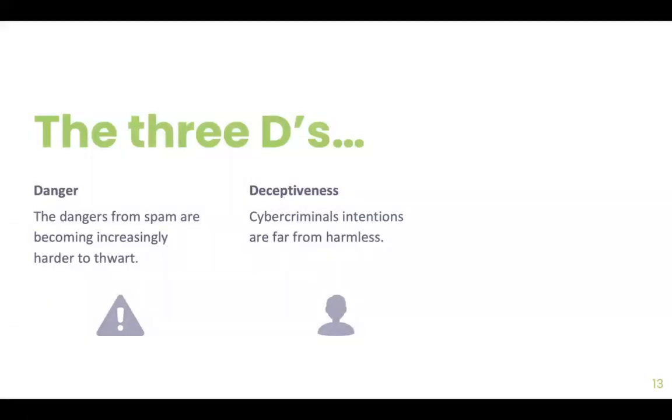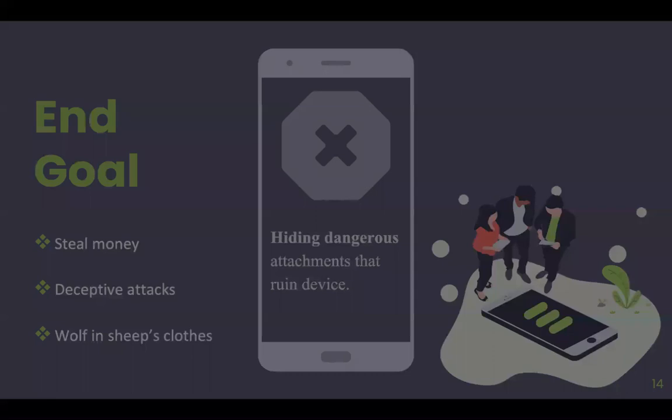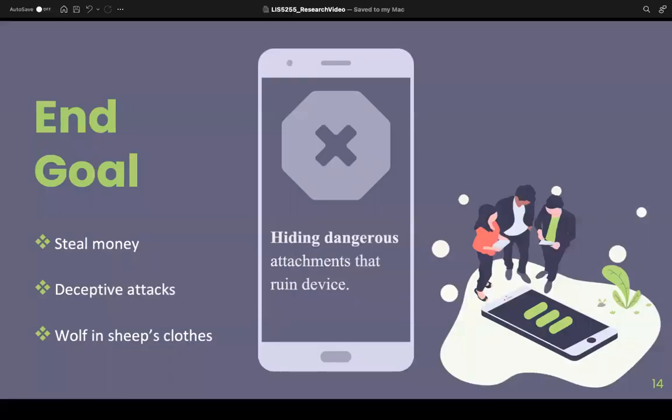The second D is the deceptiveness of the cybercriminal activity. Their intentions are far from harmless. Their end goal is to steal money from their victims through enticing and deceptive means. Cybercriminals are like wolves in sheep's clothing. What may at first seem to be a trustworthy email is actually hiding dangerous attachments which download all forms of malicious content on one's technology device.